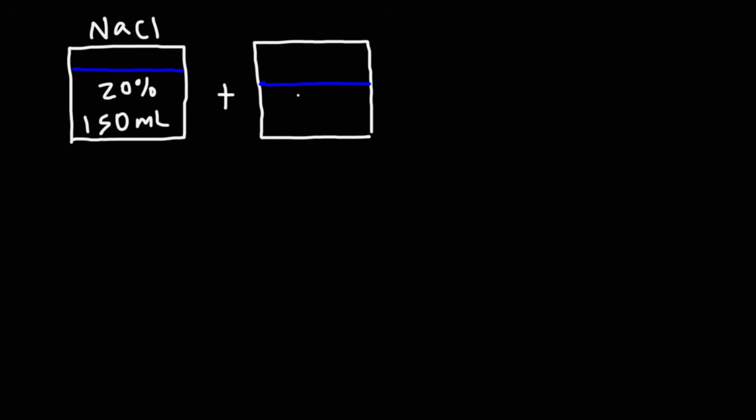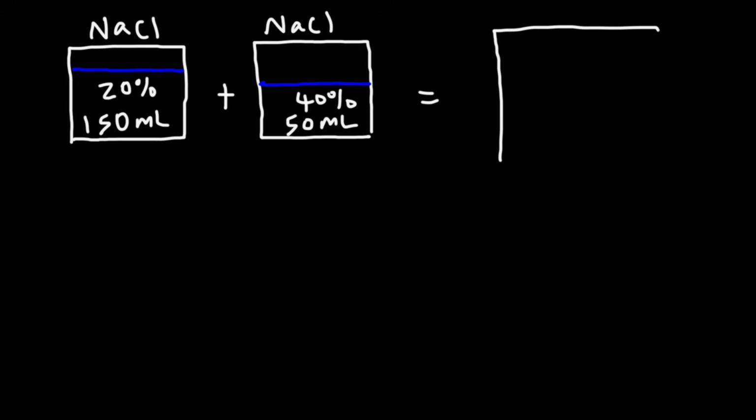This is another sodium chloride solution. This one is more concentrated, so it's a 40% solution, but the volume is lower. We only have 50 milliliters of solution, but we're still dealing with the same substance, sodium chloride. If we were to combine those two to form a larger solution, basically if we just mix those two together, what will be the concentration of the new solution? The identity of the solution will still be the same, but what's the new concentration?